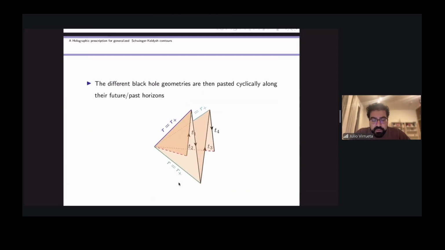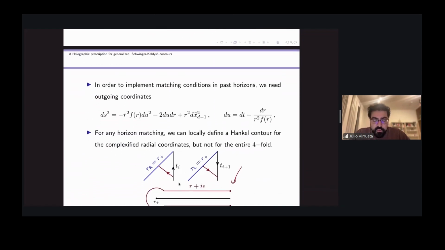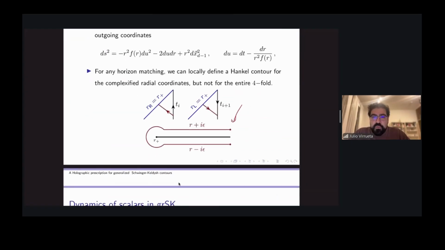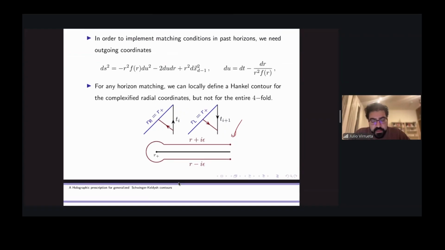So many of these black holes get pasted in their past horizon. So you need to change to outgoing coordinates, which are the ones that are smooth at the past horizon. So there is no way to introduce a single complexified coordinate that covers the entirety of the geometry. That's a bit frustrating. I would really have liked to have that. Instead, one needs to work with the geometry patch-wise. You have time and radial coordinates for each copy, and then they need to paste together in the way I told you, just across their horizons.